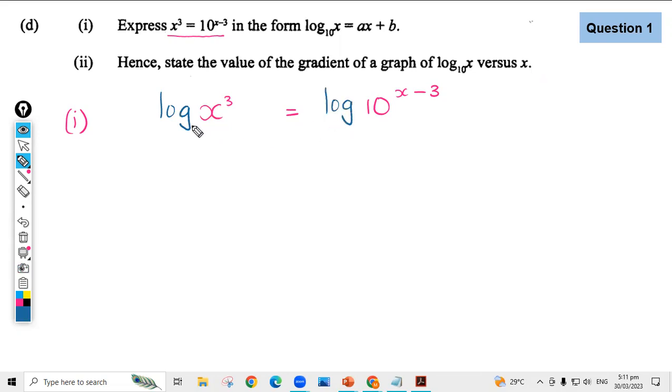Now, when we're logging both sides, we could choose any base in the world. If I want to choose something crazy like 7, like log to the base 7, you're allowed to do that. You just have to make sure and do it to the other side as well. Now, while you have the freedom of choosing any base in the world, why would you choose something as crazy as 7?